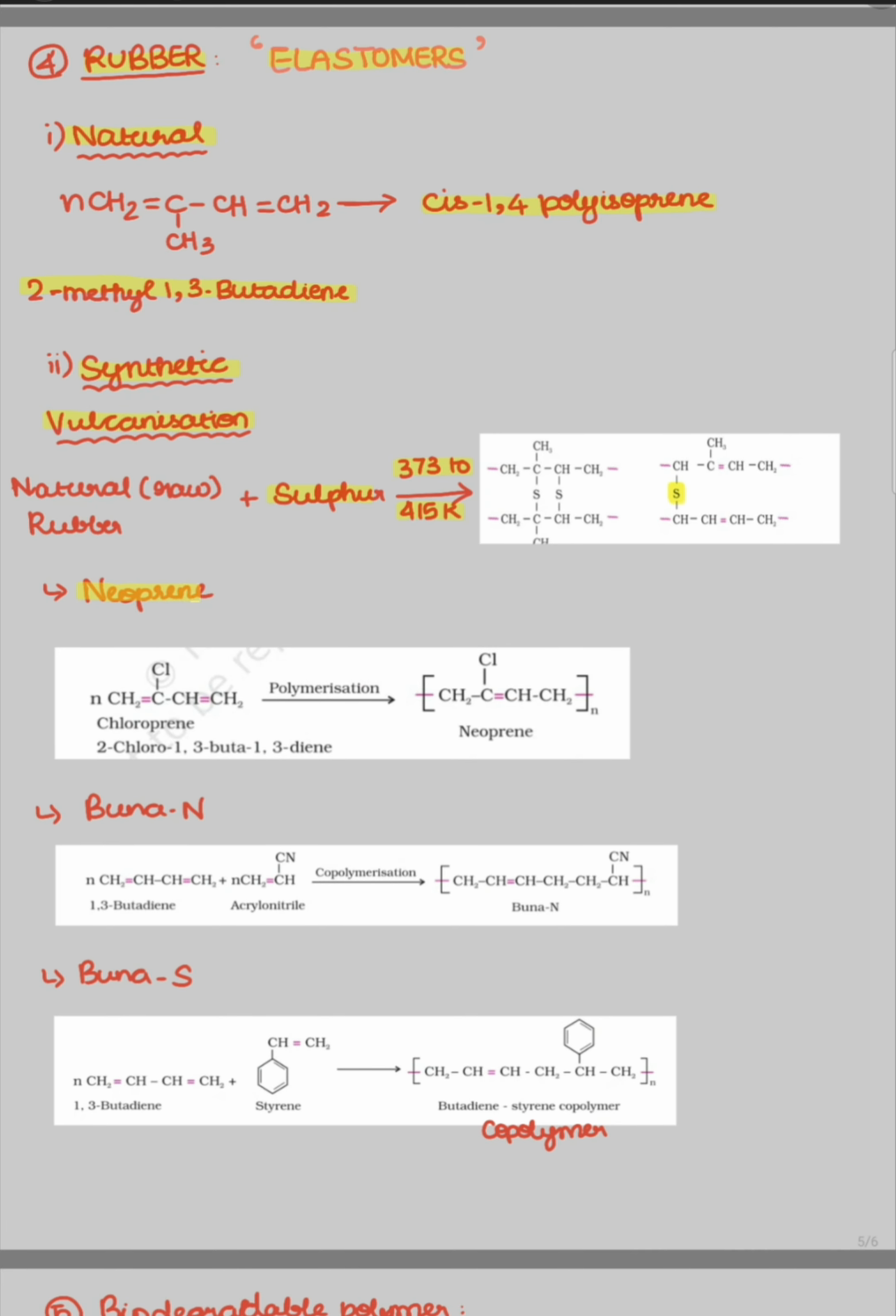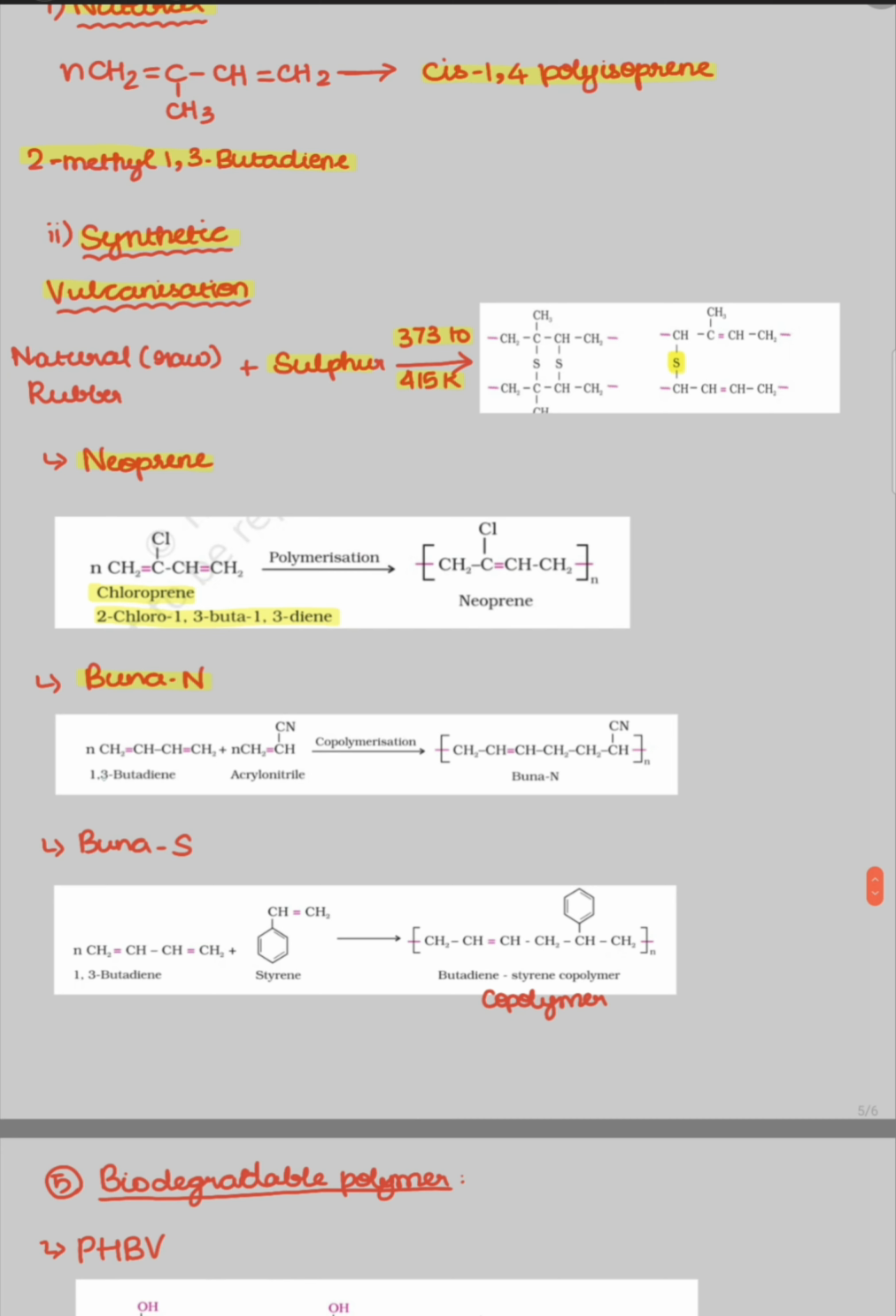Synthetic rubber includes neoprene. Neoprene is obtained by polymerization of chloroprene, which is 2-chloro-1,3-butadiene. Next is Buna N. Buna N is obtained by polymerization of 1,3-butadiene with acrylonitrile, and Buna S is obtained from polymerization of 1,3-butadiene with styrene. Both Buna N and Buna S are copolymers. So copolymer means a polymer which is obtained from two different monomers. In both of these we see there are two different monomers. So those polymers that are obtained from two different monomers are called copolymers.